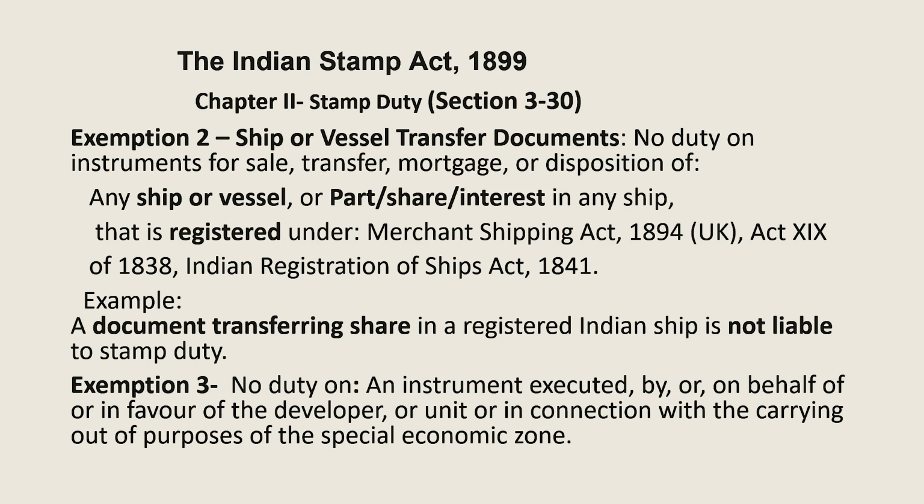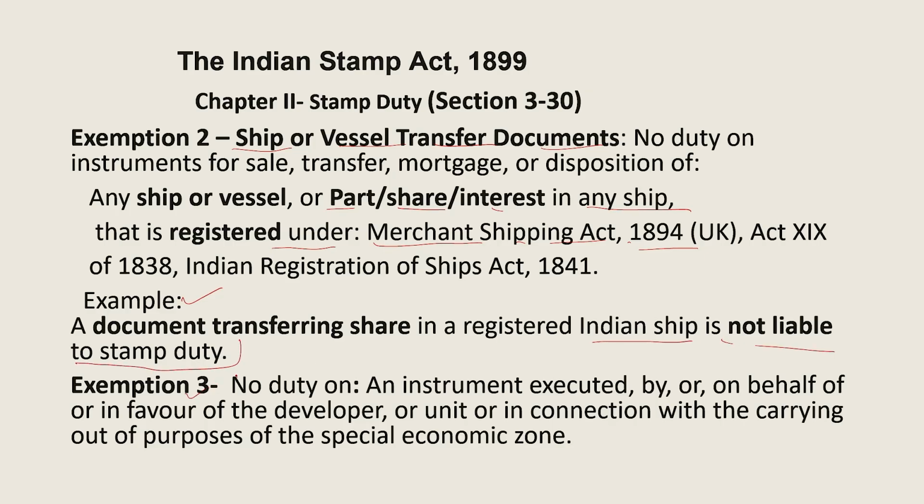Exemption 2 is on the ships or vessels transfer document. No duty on an instrument for sale, transfer, mortgage or disposition of any ship or vessel, or part, share, interest in any ship registered under the Merchant Shipping Act of 1894 UK. Now we'll take one example for this also. For example, a document transferring a share in a registered Indian ship is not liable to stamp duty.